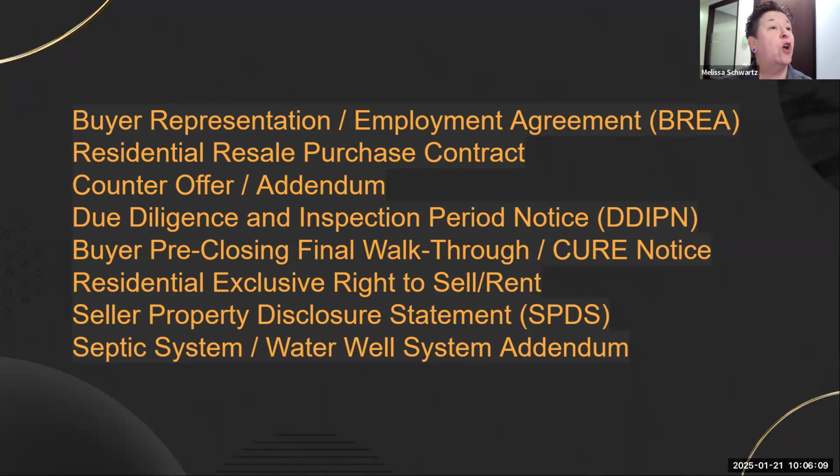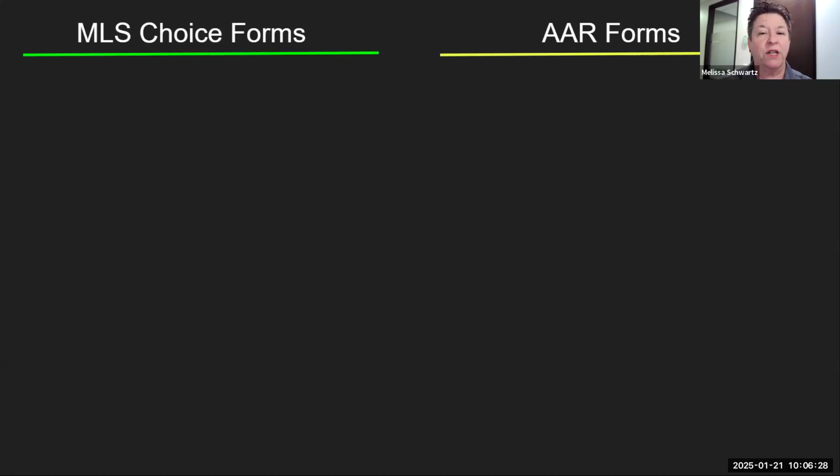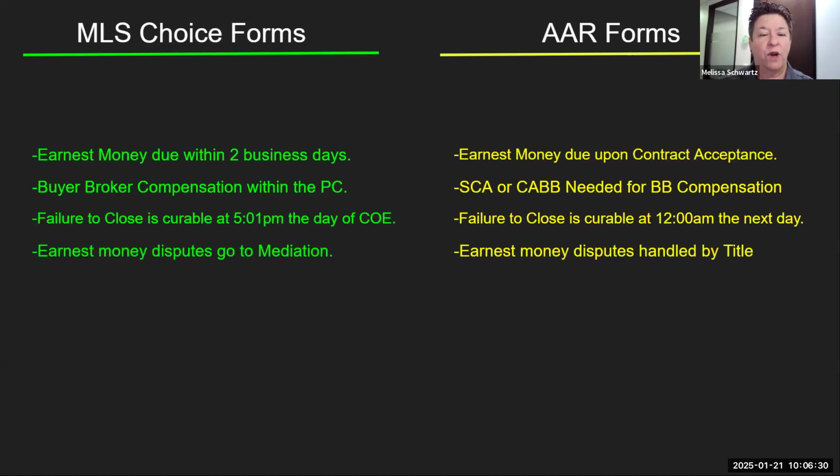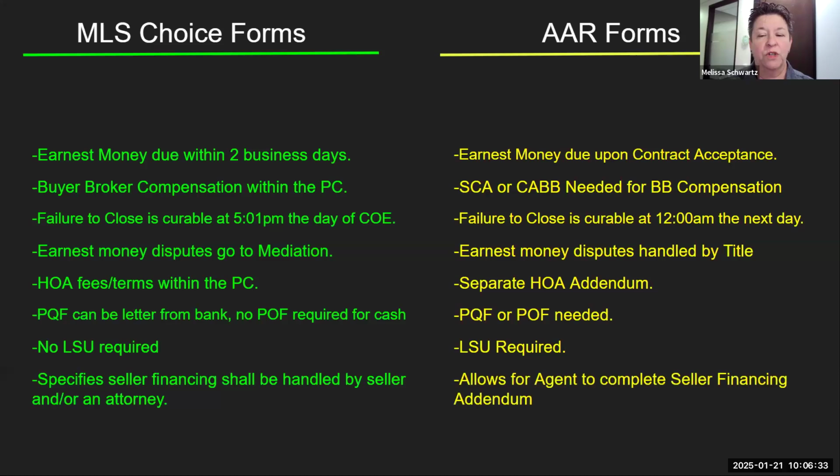And throughout all of these forms, there are certain changes that have been made, where things are combined into these forms. If you think about AAR forms, we have a lot more forms because a lot of things are separated, okay? I'm going to do this very quickly because I don't want to spend too much time on this, but you will see that the MLS Choice forms, and this will be one you guys will want to look at with title, have earnest money due within 2 business days. The current one is within, the AAR form is earnest money due upon contract acceptance.